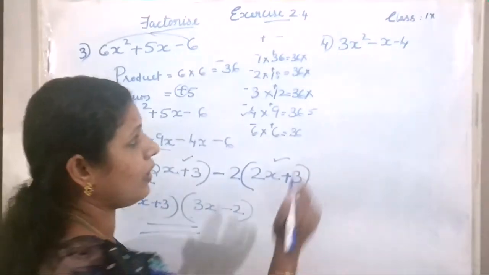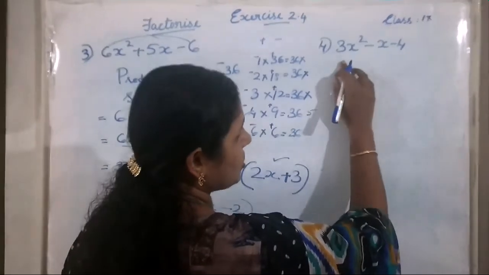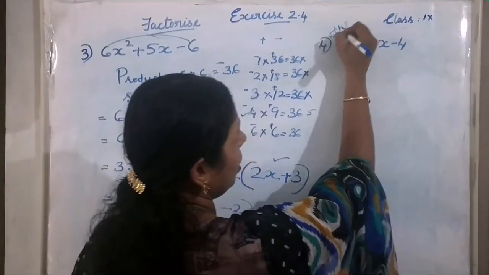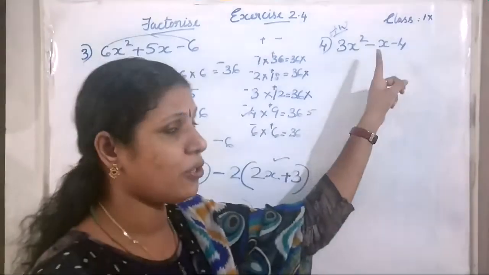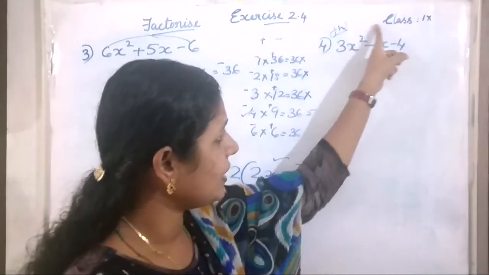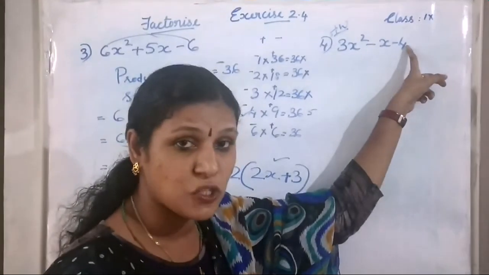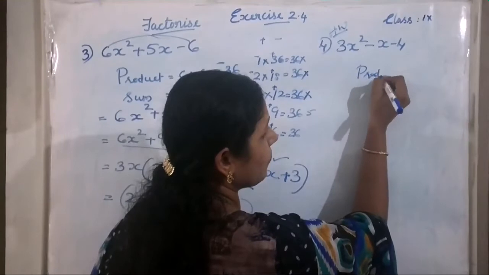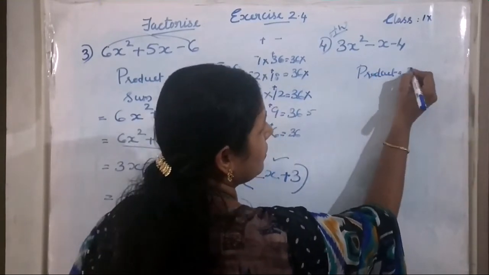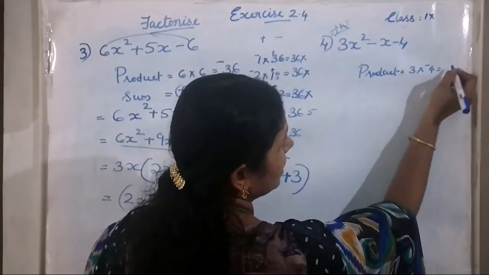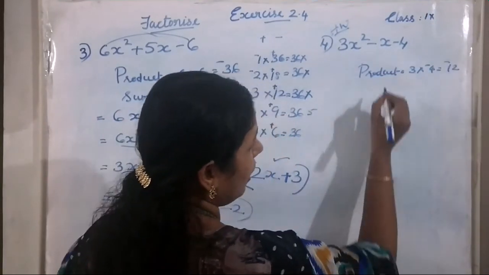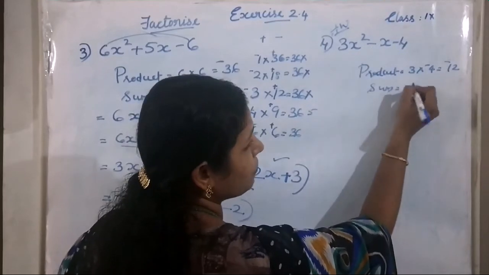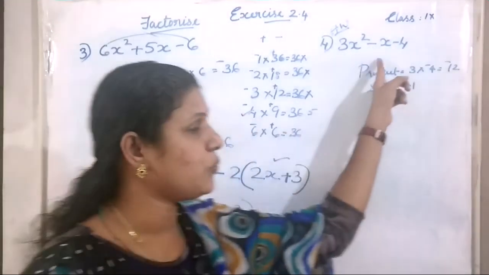Okay. Now the last question is this one, 3x square minus x minus 4. This question you have to do by yourself. So that's why it's homework. So how do you find this? The product is 3 into minus 4, that is minus 12. And the sum is minus 1. Okay, like that you can do this.